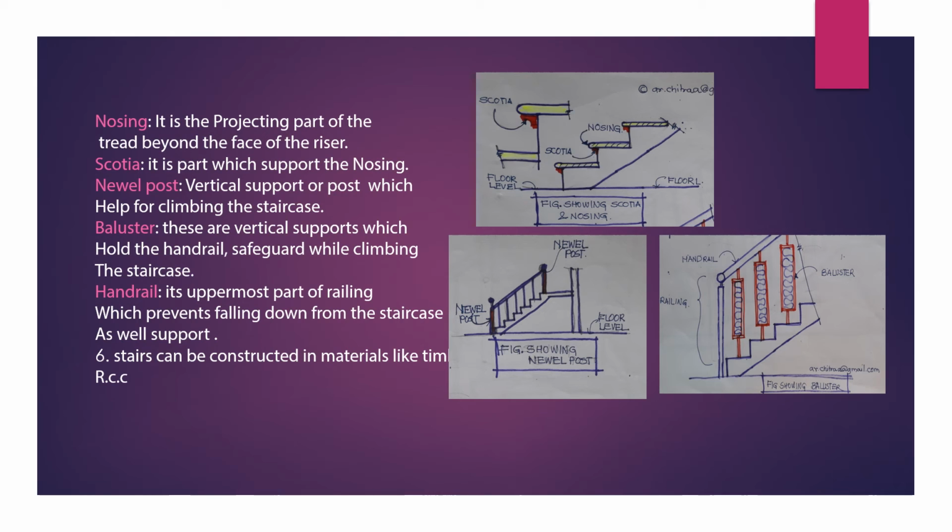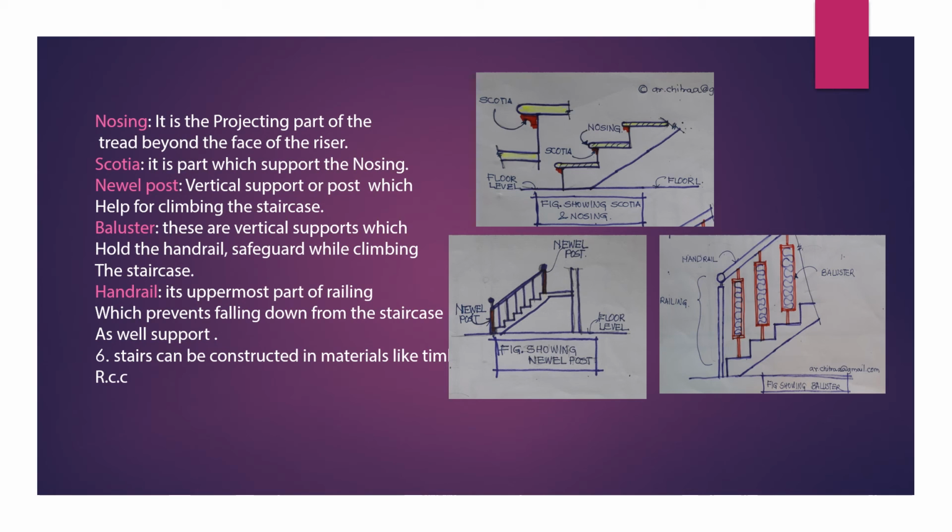Newel post. Newel post is seen in the figure below. It is a vertical support or a post which helps in climbing up the staircase. Baluster. Baluster is seen in the right corner figure. Balusters are the vertical supports which hold the handrail and safeguard us while climbing the staircase.